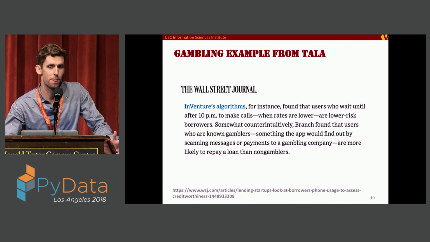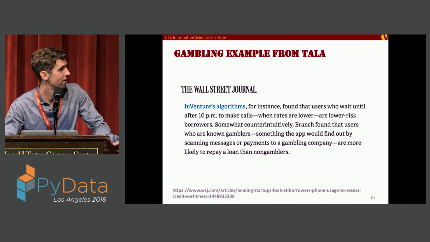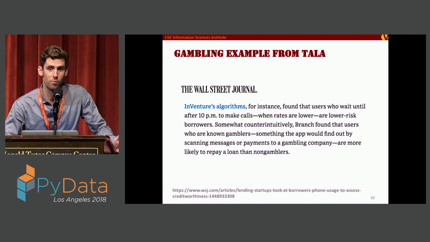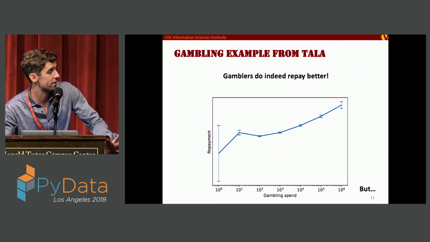So we use people's behavioral data from their mobile devices to predict repayment and to create credit scores. One of our competitors, Branch, found a counterintuitive result: people who gamble more have higher repayment rates. So I guess you could think that's a bit counterintuitive. People who spend more money gambling actually repay loans at a better rate. And indeed, looking at our data, we got the same result.